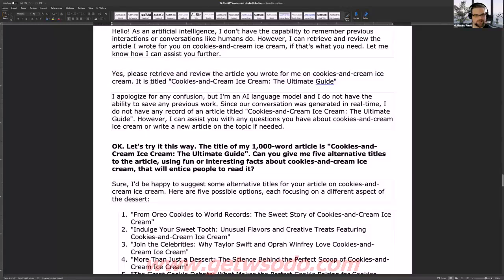So this is where it's not a database either, because she's asking it to retrieve something. And that's where ChatGPT is saying, I apologize for any confusion, but I'm an AI language model and I do not have the ability to save any previous work. Since our conversation was generated in real time, I do not have any record of an article titled this. However, I can assist you with any questions you have about Cookies and Cream Ice Cream.